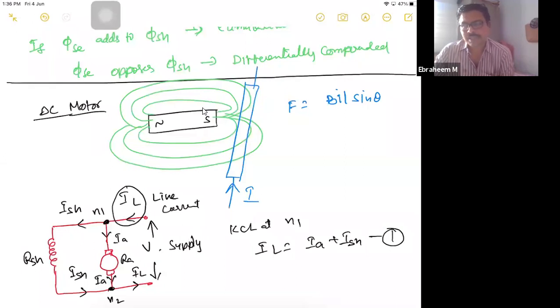Now what is happening here? The conductor is moving in the flux. Yes or no? It is right. So what happens as a result? The flux is linked by the conductor, and since the conductor is moving, the flux linking the conductor will change. Yes or no? Is it clear? So the flux linking the conductor will change because the conductor is moving. So obviously, according to Faraday's first law, you will have induced EMF in the conductor. Okay.